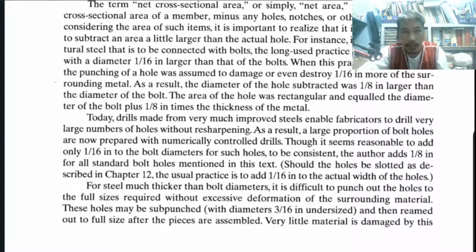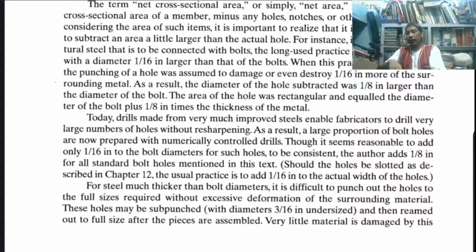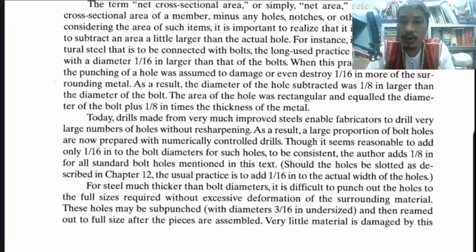When this practice was followed, the punching of holes was assumed to damage or even destroy 1/16 inch more of the surrounding metal. As a result, the diameter of the hole subtracted was 1/8 inch larger than the diameter of the bolt. So 1/8 is 3.2 mm. So actually, we subtract 3.2, not 1.6. There is a caveat on that. For 20 mm bolts, we only subtract 1.6. For larger bolts, we subtract 3.2.